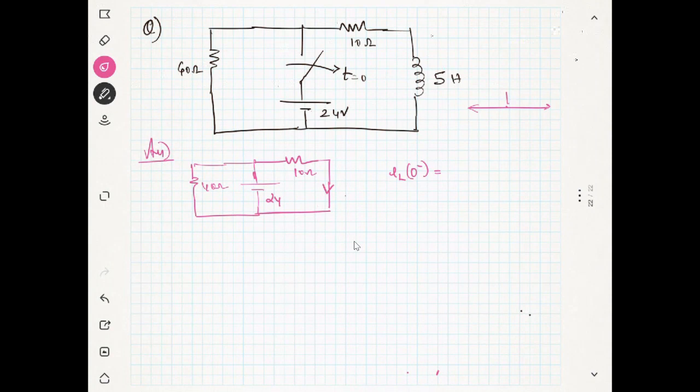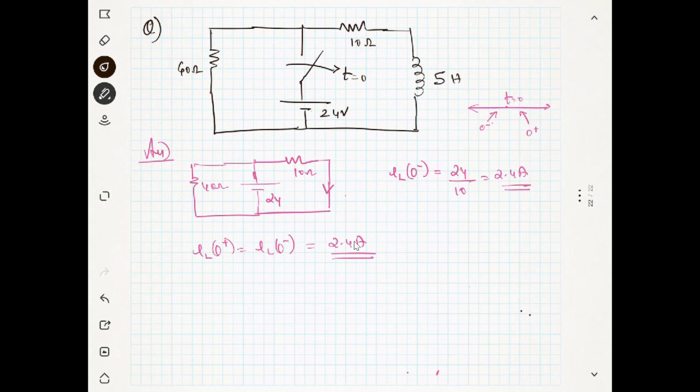This is time t equal to 0, and this is 0 minus, and just after 0 is 0 plus. So the current will be 24 by 10. It will become 2.4 ampere. That's the current. Now you know that there is no impulse voltage. So IL of 0 plus will be equal to IL of 0 minus, because an inductor cannot change the current instantaneously. Yes, 2.4 ampere.